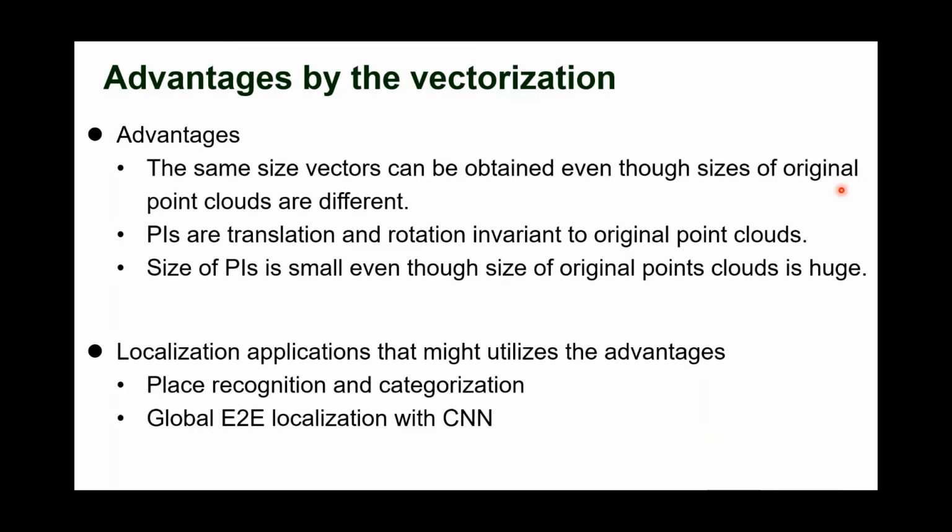Additionally, the persistence image is translation and rotation invariant against the original point cloud. Hence, we can easily compare point clouds via the persistence images. Furthermore, the size of the persistence image is small, even though the original point cloud is extremely huge. Based on these advantages, we consider the persistent homology could be utilized for place categorization and recognition and global end-to-end localization problems. Below, I will explain how we apply the persistent homology to the applications.